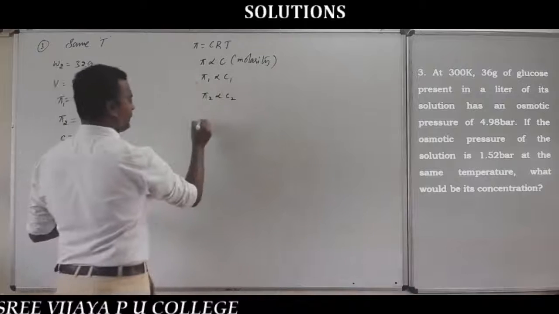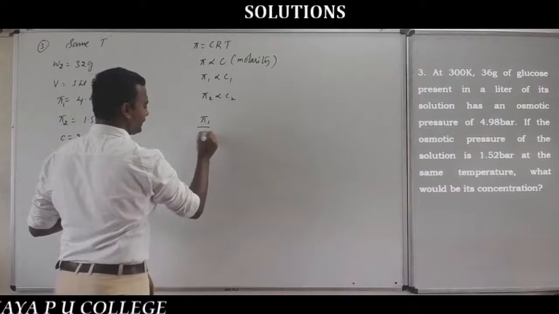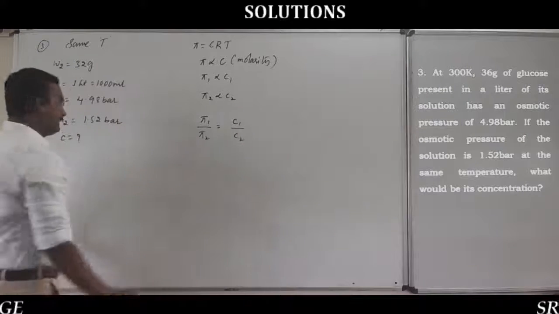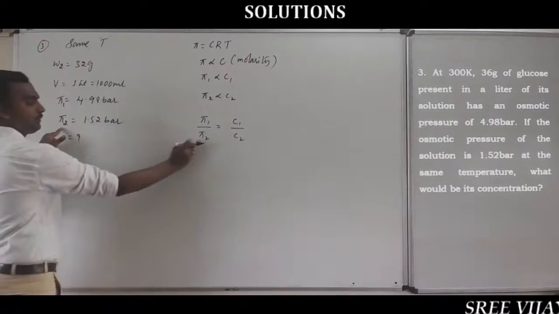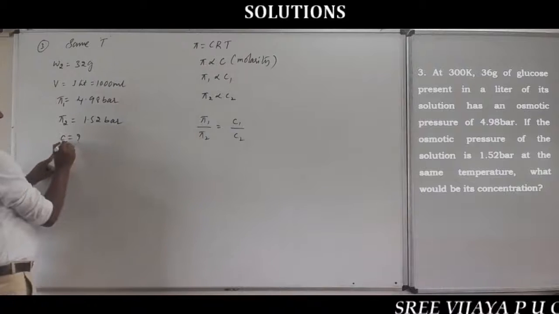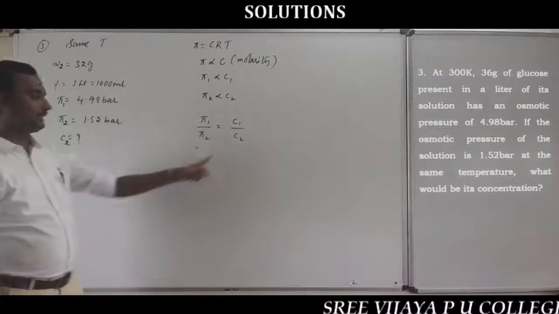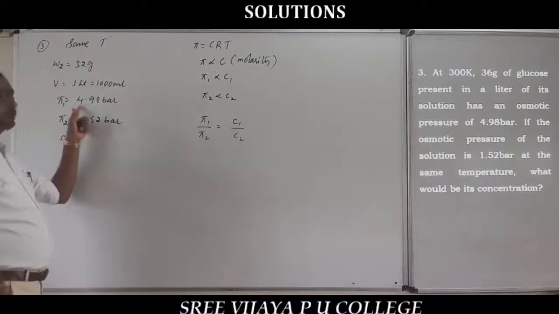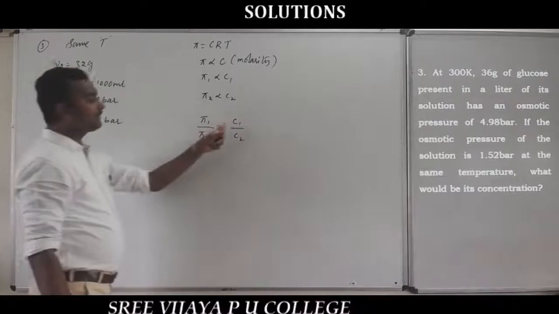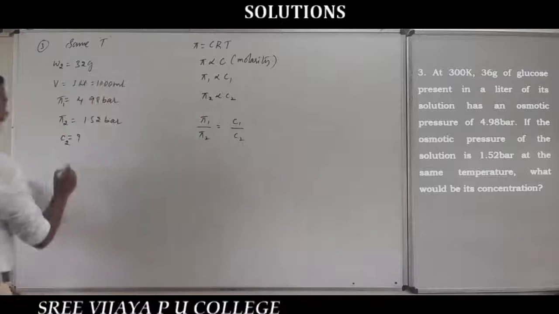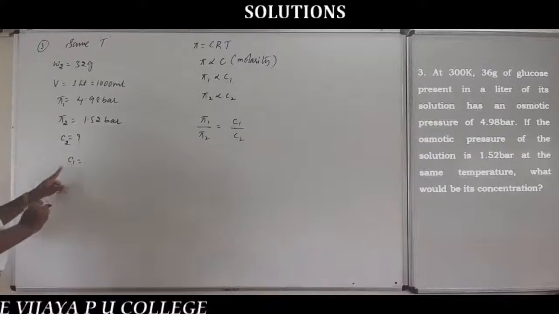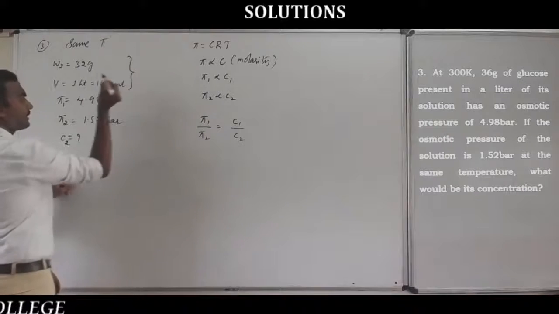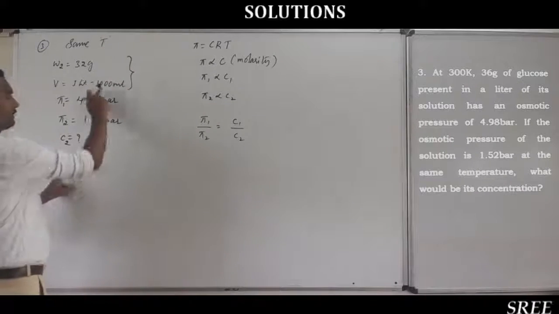So pi 1 divided by pi 2 is equal to C1 divided by C2. We have the pi 2 value, 1.52, and we have to calculate C2, the concentration. Pi 1 is given as 4.98 bar. The concentration is not known, so first you have to calculate C1, which is nothing but the molarity of this glucose solution. A hint is given to calculate it: the mass of glucose, that is the solute, and the volume of solution are given.